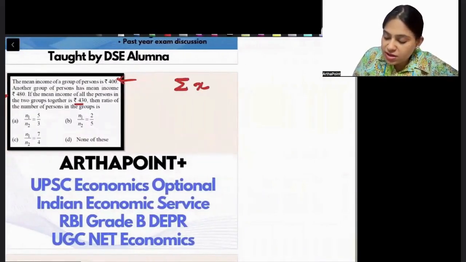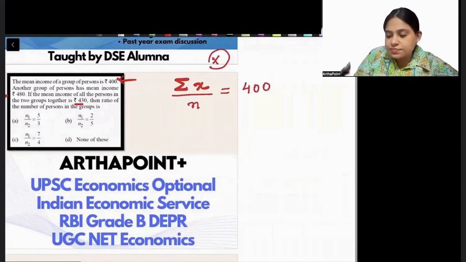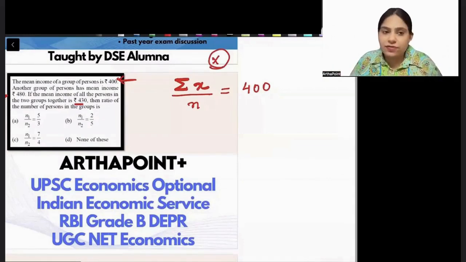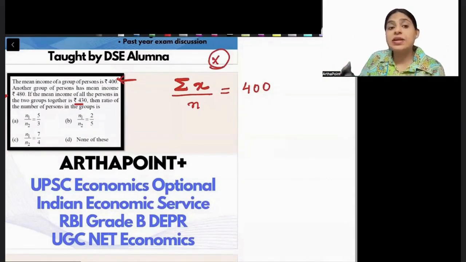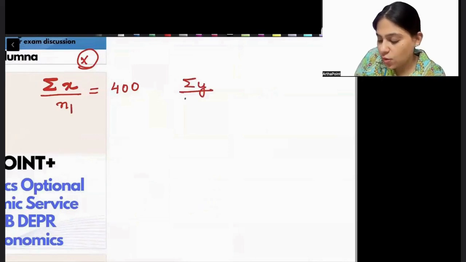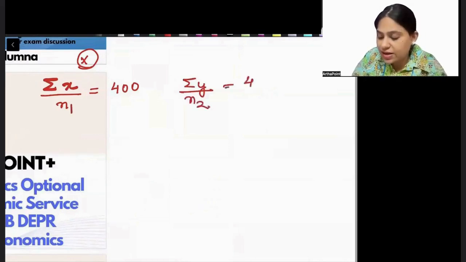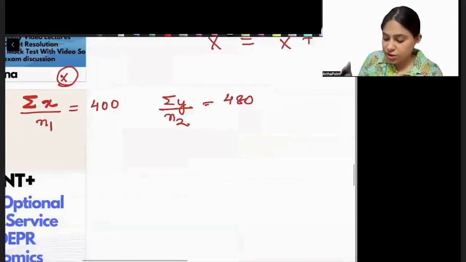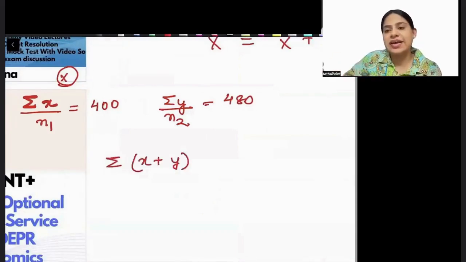So when I do summation x by n, I get the mean as 400. ये group x है. इनके सारे values को I add, divide by n, I get 400. The mean income of the second group is 480. So when I do summation y by, I'll name this as n1 by n2, number of observations, I get 480. If the mean income of all persons in the two groups together is 430. So if I do the sum of all observations together, जितना x और y है सारा एक साथ कर लेते हैं.